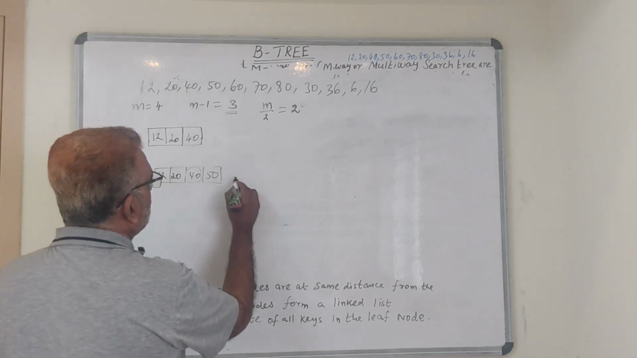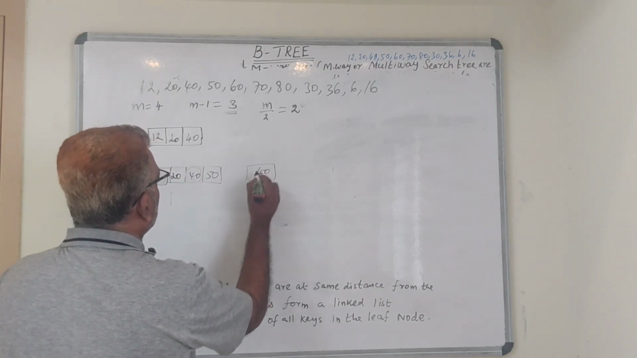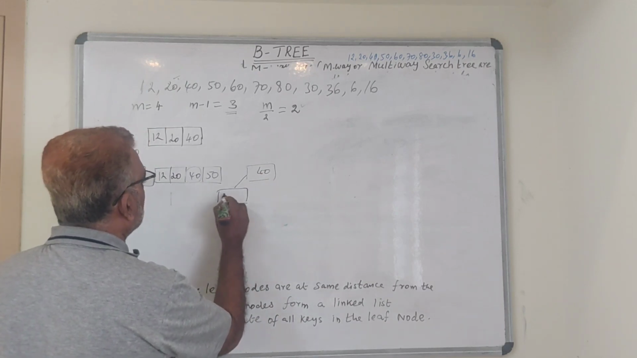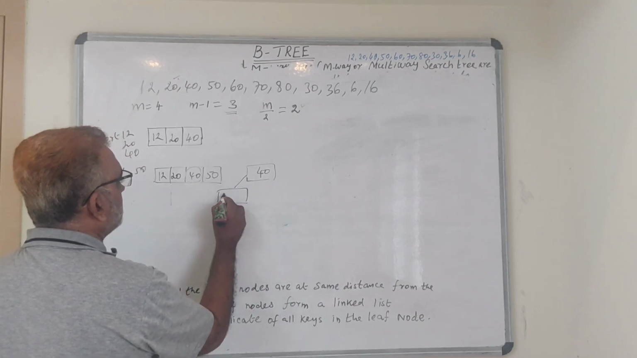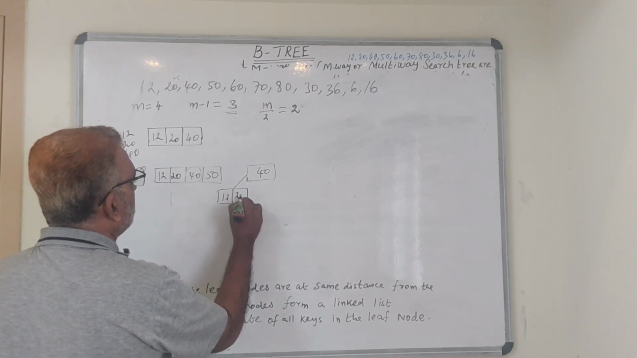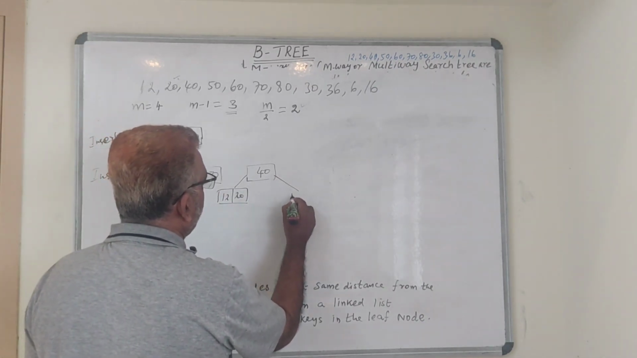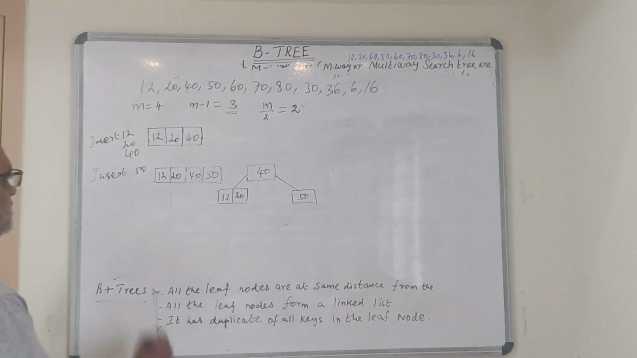So take this value to the root. This is the root, and store the values which are lesser than this 40, that is 12 and 20, on the left hand side. Similarly, the 50 will be stored on the right hand side. So this is how 50 gets inserted.